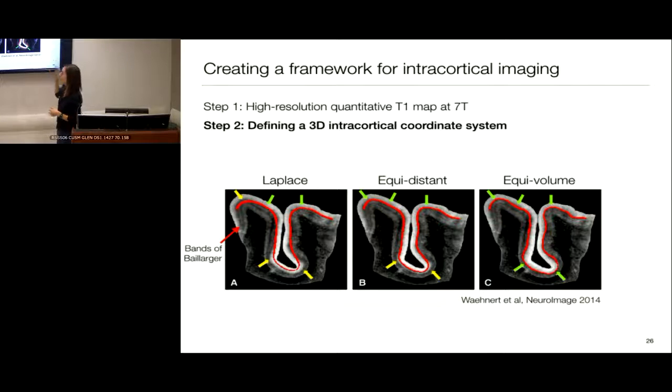And here we have three different layering approaches. The most common ones used to date were the Laplace approach and the equidistant approach. And if you just follow that red line, it does not hug the true cortical layers at all. You see here how it just doesn't follow it at all. The equidistant approach does a much better job, but it's really only the equivolume approach that nicely follows the bands of Baillarger all the way through. And it does not rely on that intracortical image contrast at all. We just feed it the boundary layers. It's a geometrical approach.